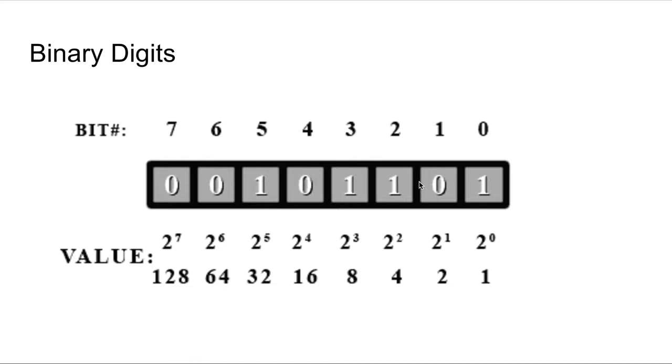The next digit will be 2 to the power of 1. Then the next will be 2 to the power of 2, 2 to the power of 3, 4, 5, 6, and 7. And that will give you these numbers. So each of these digits will represent each of these numbers. And if it is represented as a 1, then you count that number. If it is represented as a 0, then you don't count that number. I'll show you what I mean later.